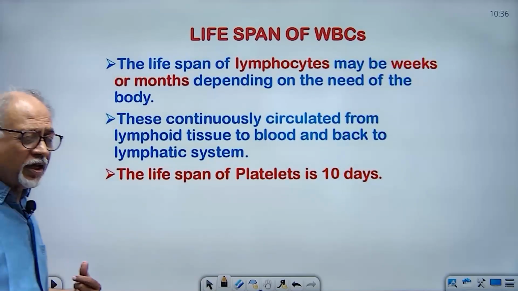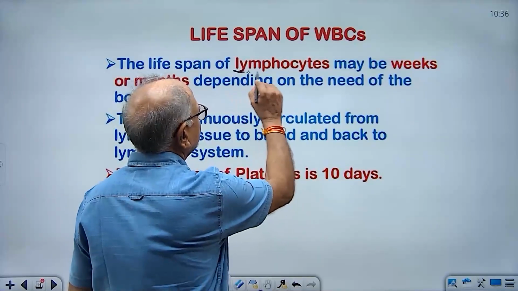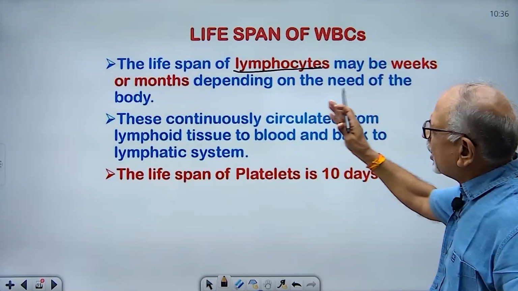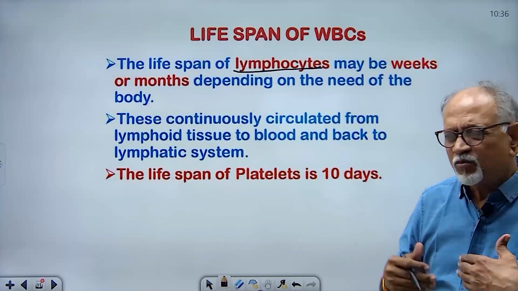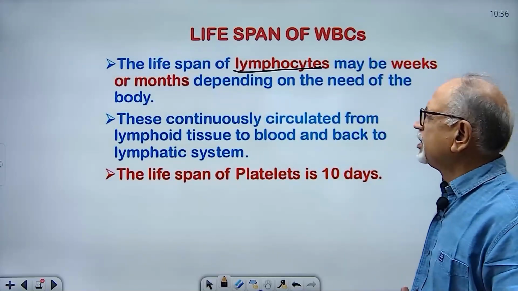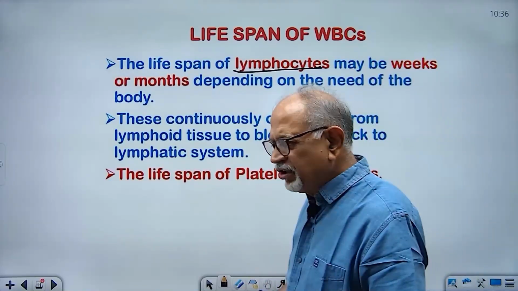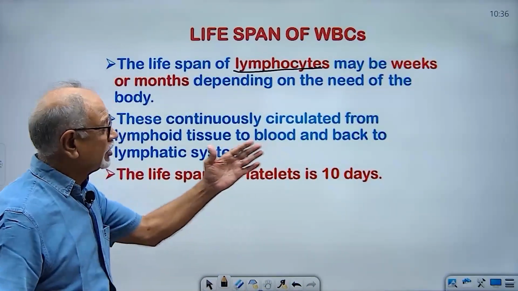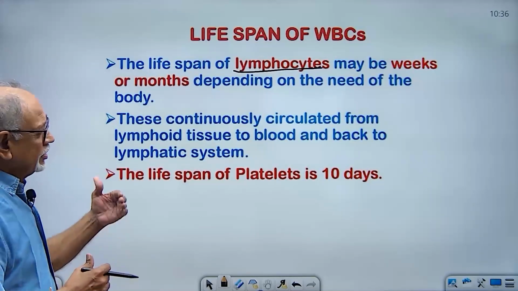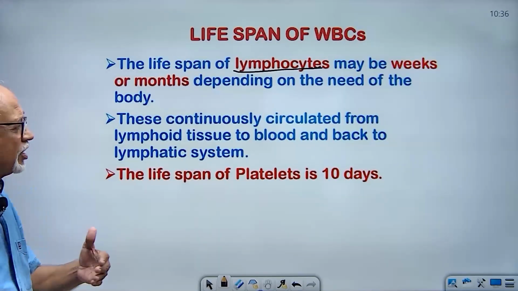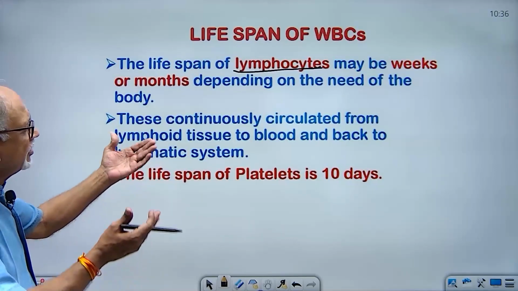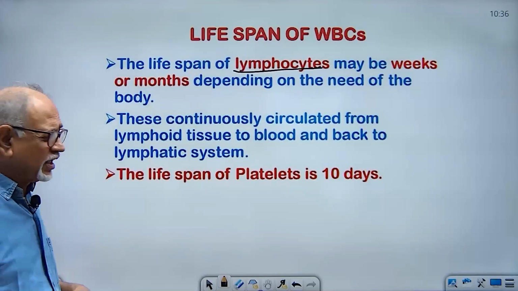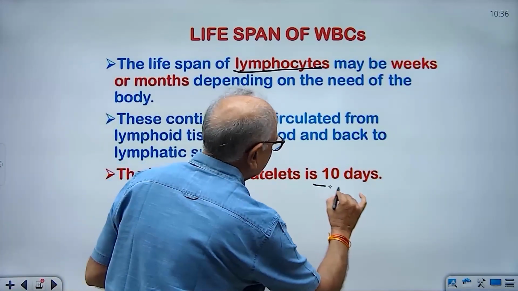Now the lifespan of lymphocytes may be a few weeks, a few months, or sometimes even more than that, depending upon the need of the body. They are continuously produced in the lymphoid organs and released into the blood circulation, and at the tissue where infection occurs, they can return back to the lymphoid system. The lifespan of platelets is about 10 days.